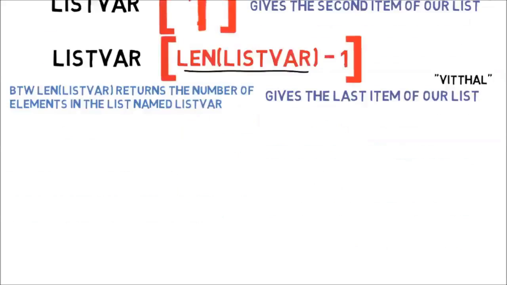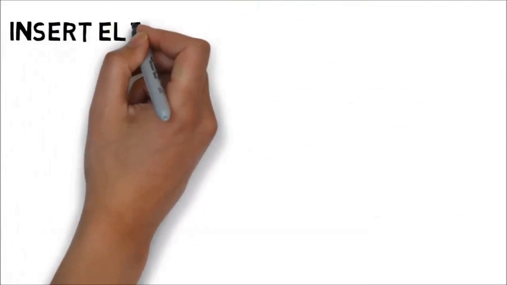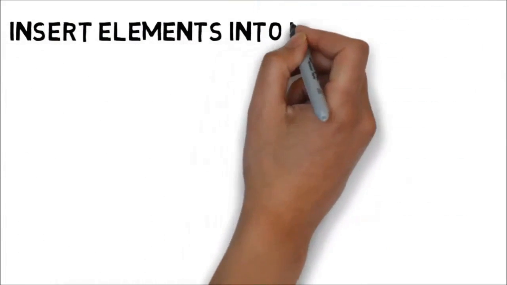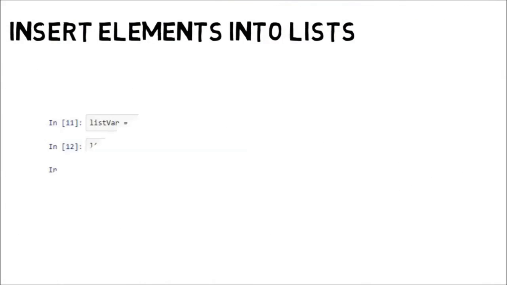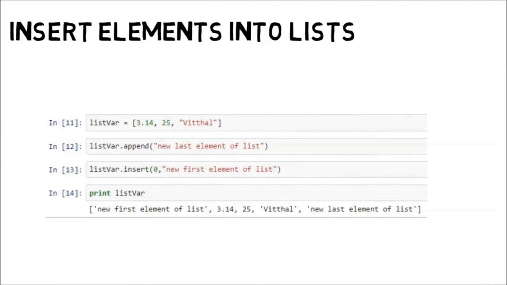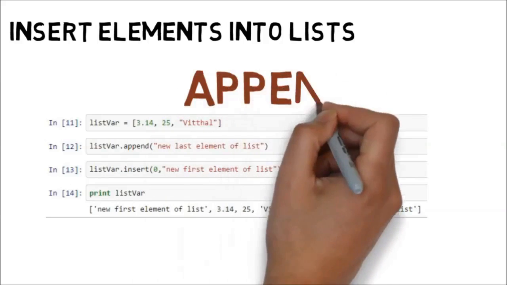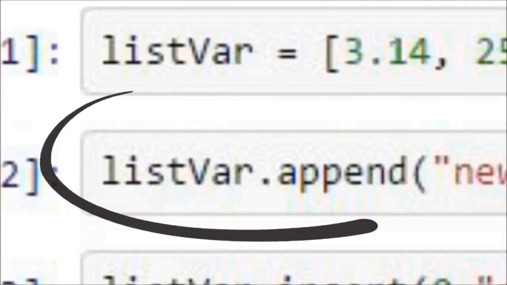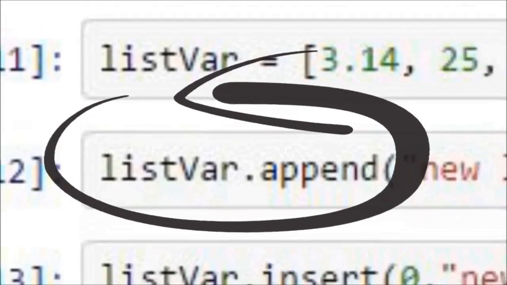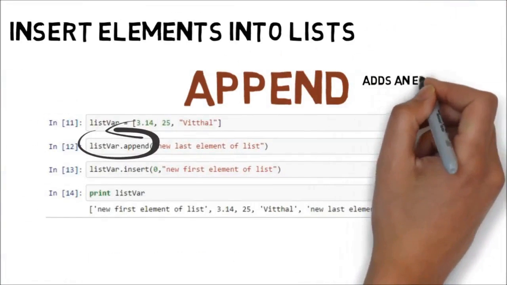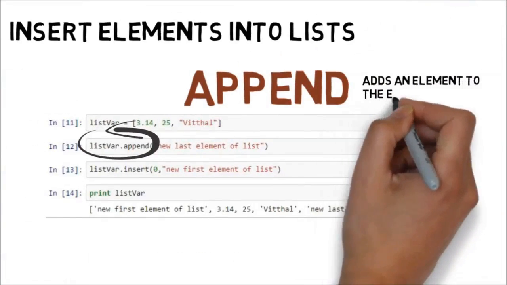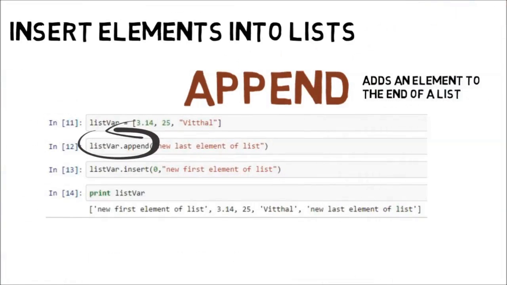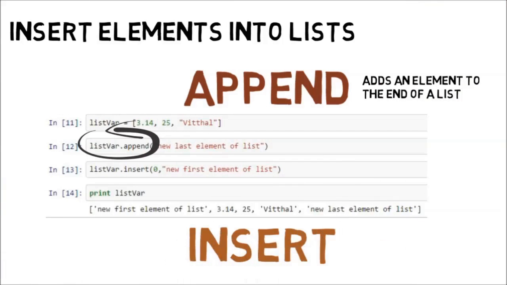The next thing you can do is to insert an element into a list. There are a bunch of different ways in which you can do this, and we'll go through each one of them. You can insert an element at the very end of the list. So you can add a 4th element to list_var by using the function append. Here's how you can use the function append. You'll say list_var dot append, and within the brackets, you will add the new element of the list. So this will add an element to the end of a list.